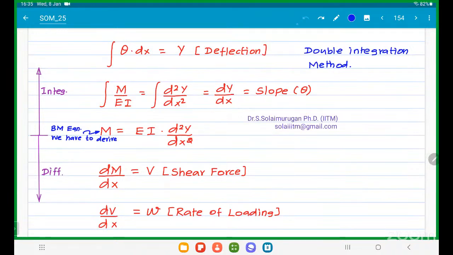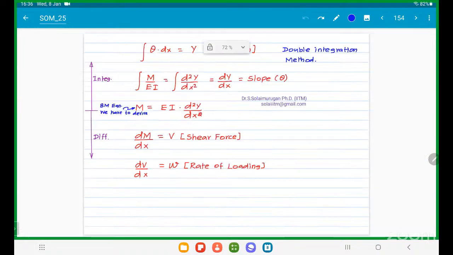Again, if I integrate the slope, dy by dx, what will I get? Y, the deflection. So in order to get deflection, we have to integrate twice. That is why it is called the double integration method. It is a long process, minimum 10 or 15 minutes it will take.